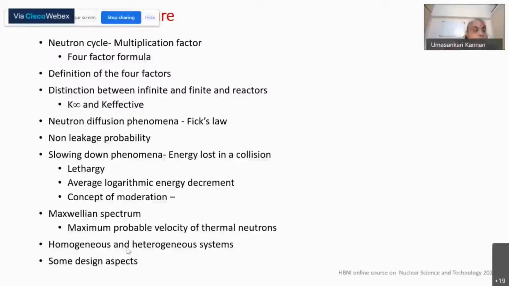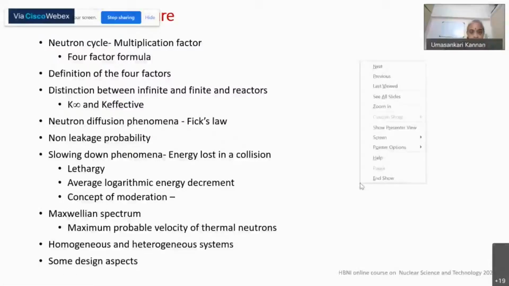I also gave you some distinction between homogeneous systems and heterogeneous systems. A homogeneous system is where the fuel and moderator are mixed homogeneously in a medium, and a heterogeneous system is where you have distinct fuel rods present in a moderating medium or material. And I also gave you some of the design aspects with respect to slowing down power, and the number of collisions required to come down to thermal energies, and so on.